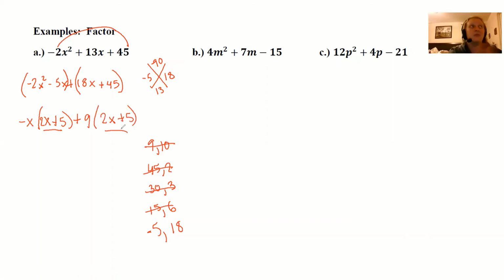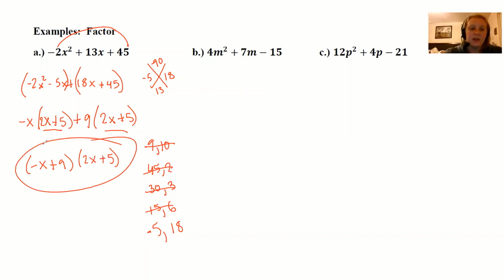So that's a sigh of relief. We got parentheses that matched up. That should happen. We didn't make a mistake, so that's great. Last step, we're going to pair up those GCFs. So negative x and positive 9, and we have 2x and positive 5. And now we have it factored. If I want to know if I did it right, I can FOIL it back out, but I am going to get this.